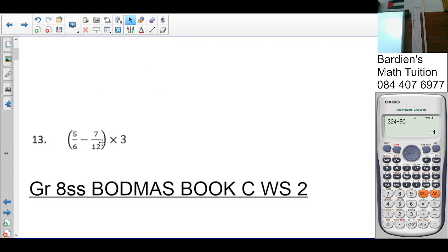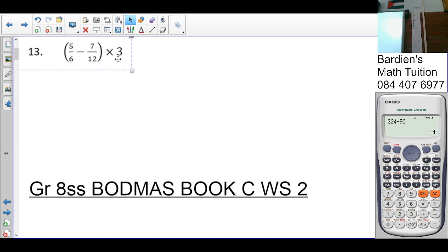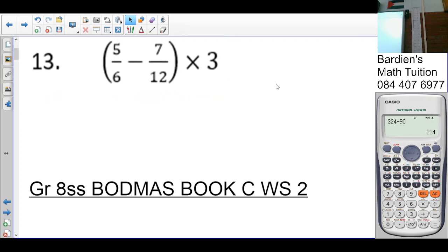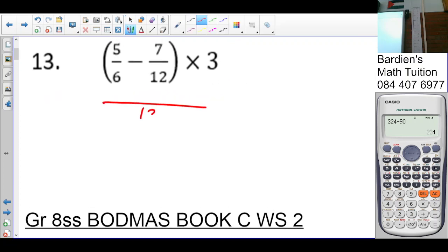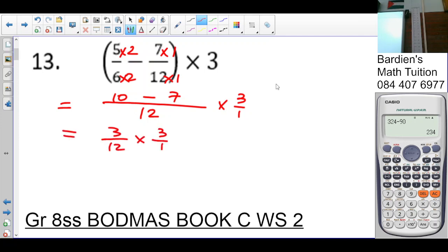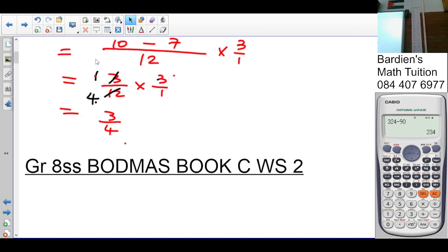13. Brackets, what's your LCM inside the bracket? 12. So it's going to be, you multiply that by 2. Gives me 10. You times this by 1. 7 times 3 over 1. What's 10 minus 7? 3. 3 over 12 times 3 over 1. 3 goes into 3 once, 3 goes into 12, 4 times. Can that cancel? No. 1 times 3 is 3 over 4. Any issues here? No. Alright, let's carry on.